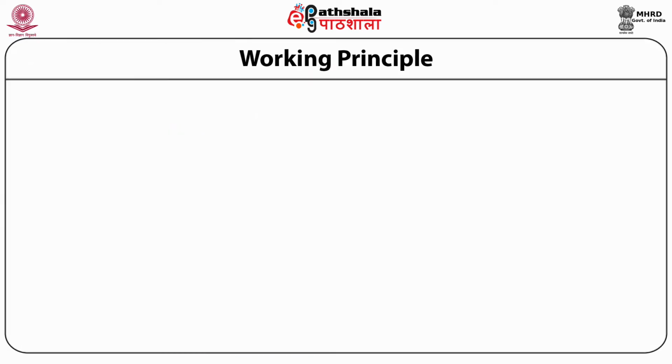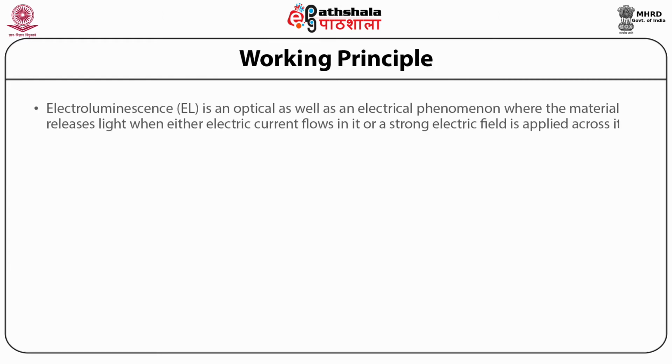Let us study the working principle of electroluminescence. Electroluminescence, EL, is an optical as well as an electrical phenomenon where the material releases light when either electric current flows in it or a strong electric field is applied across it.